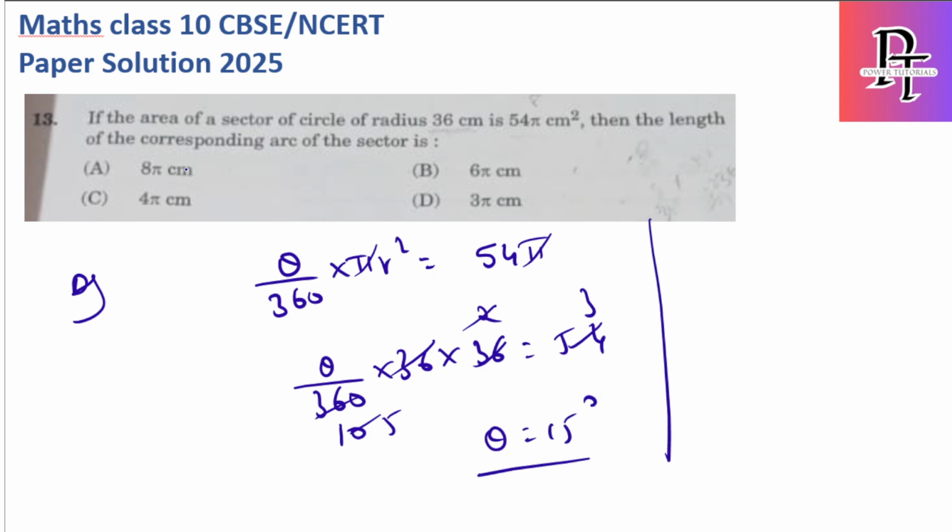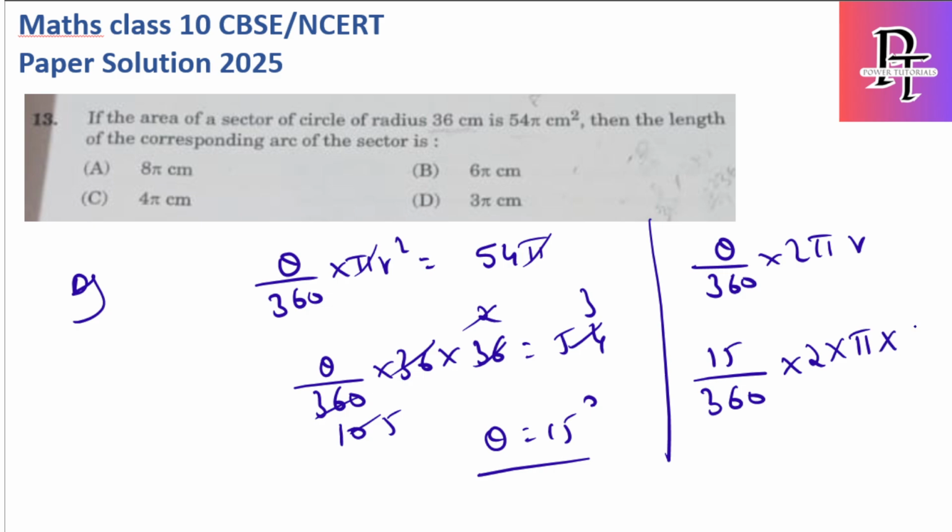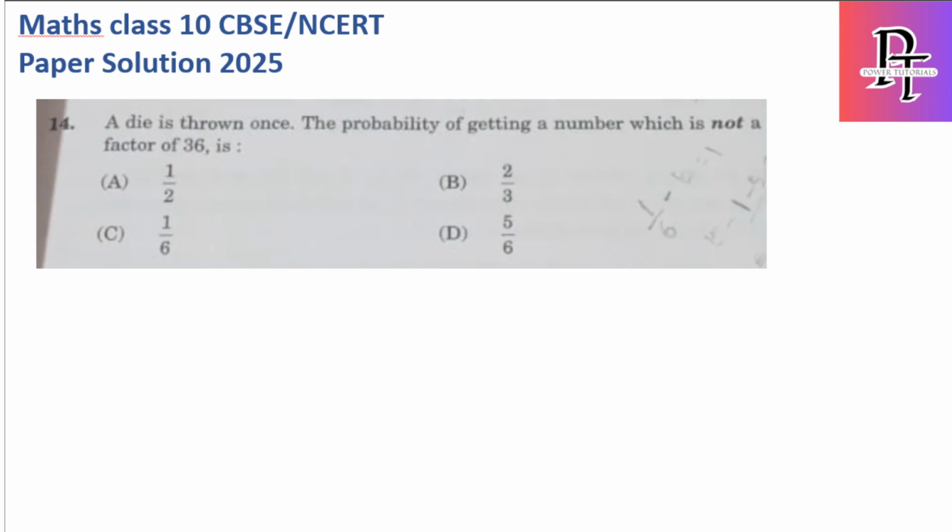What they are asking is the length of the corresponding arc. The length of arc formula is theta by 360 into 2 pi r. Theta we got is 15. So 15 by 360 into 2 into pi. In the options also it is pi only, so I'll just keep it as it is. Radius is 36. So 36 ones are 36, 36 tens are 360, 2 5s are 10, 5 3s are 15. So what is remaining is only 3 pi, which is D. Okay.